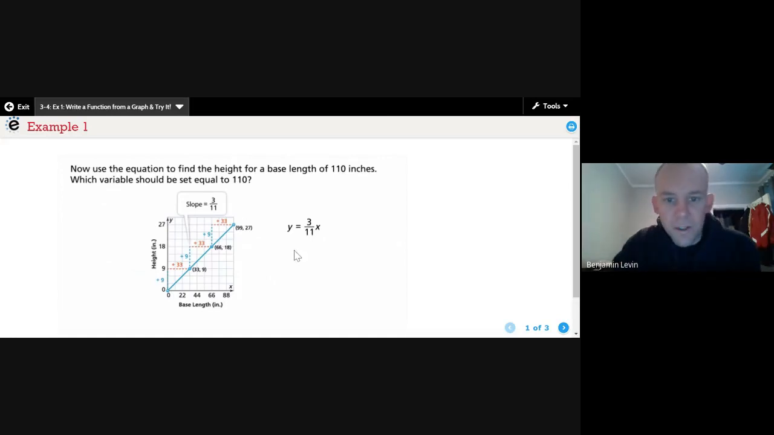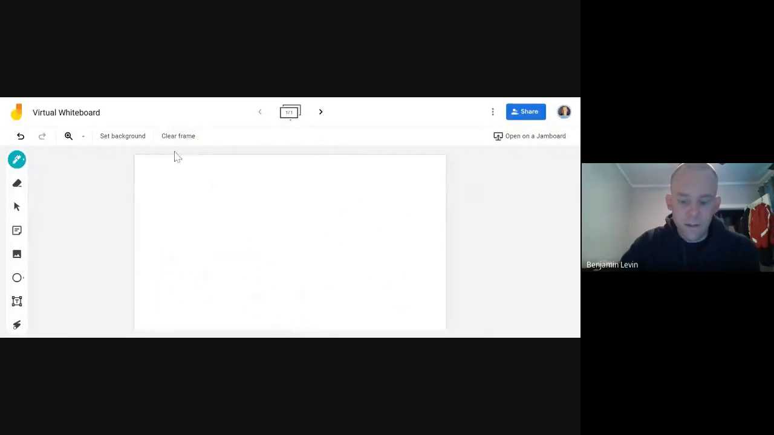All we need to do is put 110 into this x slot, right? Let me clear this Jamboard here. And we have our equation, right? Y equals 3 over 11x. We can think of these as blanks. Blank equals 3 over 11 blank times blank, right?